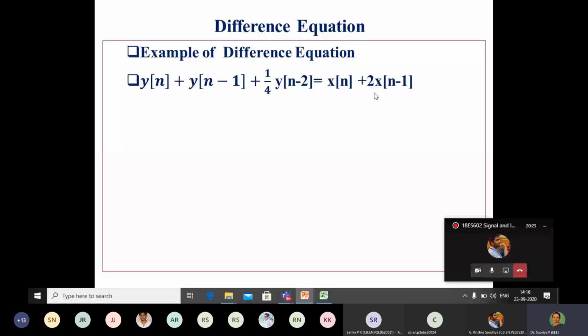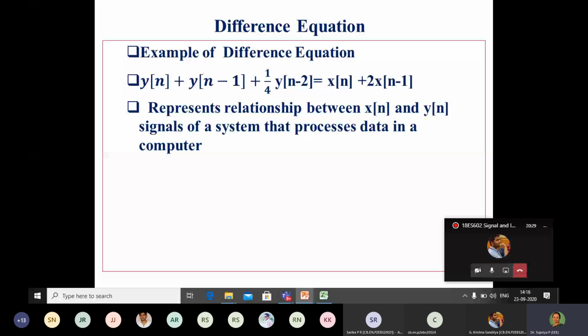So this is an example of a difference equation, and the reason this difference equation has been considered is that it forms the fundamental for filters, whether it is an IIR filter or an FIR filter in signal processing. Hence, this difference equation has been introduced, and so much time has been spent on explaining what this difference equation is.